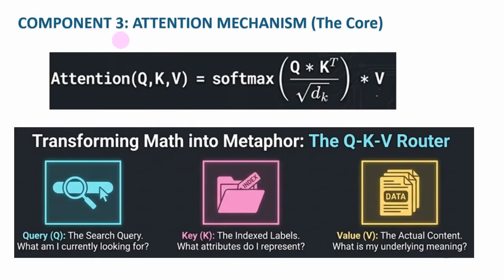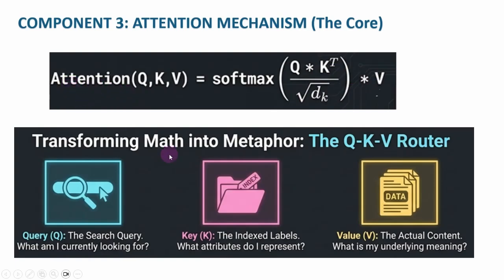Now we get to the heart of the transformer, the attention mechanism. The equation is deceptively simple. The attention function takes 3 inputs: query, key, and value. It computes the softmax of the product of Q and K transpose, scaled by the square root of D sub K. The resulting attention weights are then multiplied by V to produce the final output.